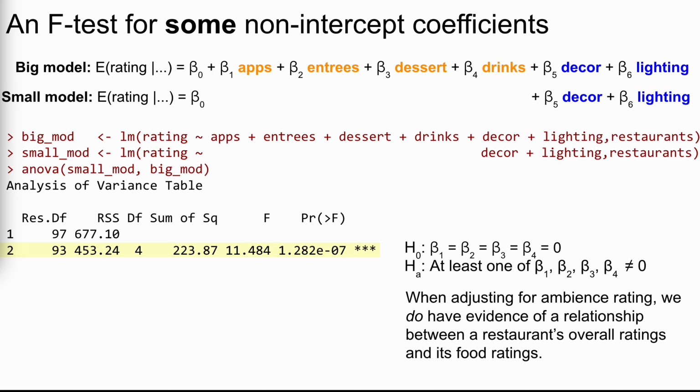Thus, when adjusting for ambiance ratings, we do have statistically significant evidence of a relationship between a restaurant's overall ratings and its food ratings. Or loosely speaking, these food covariates contain unique information about restaurant ratings that's not already accounted for by ambiance.